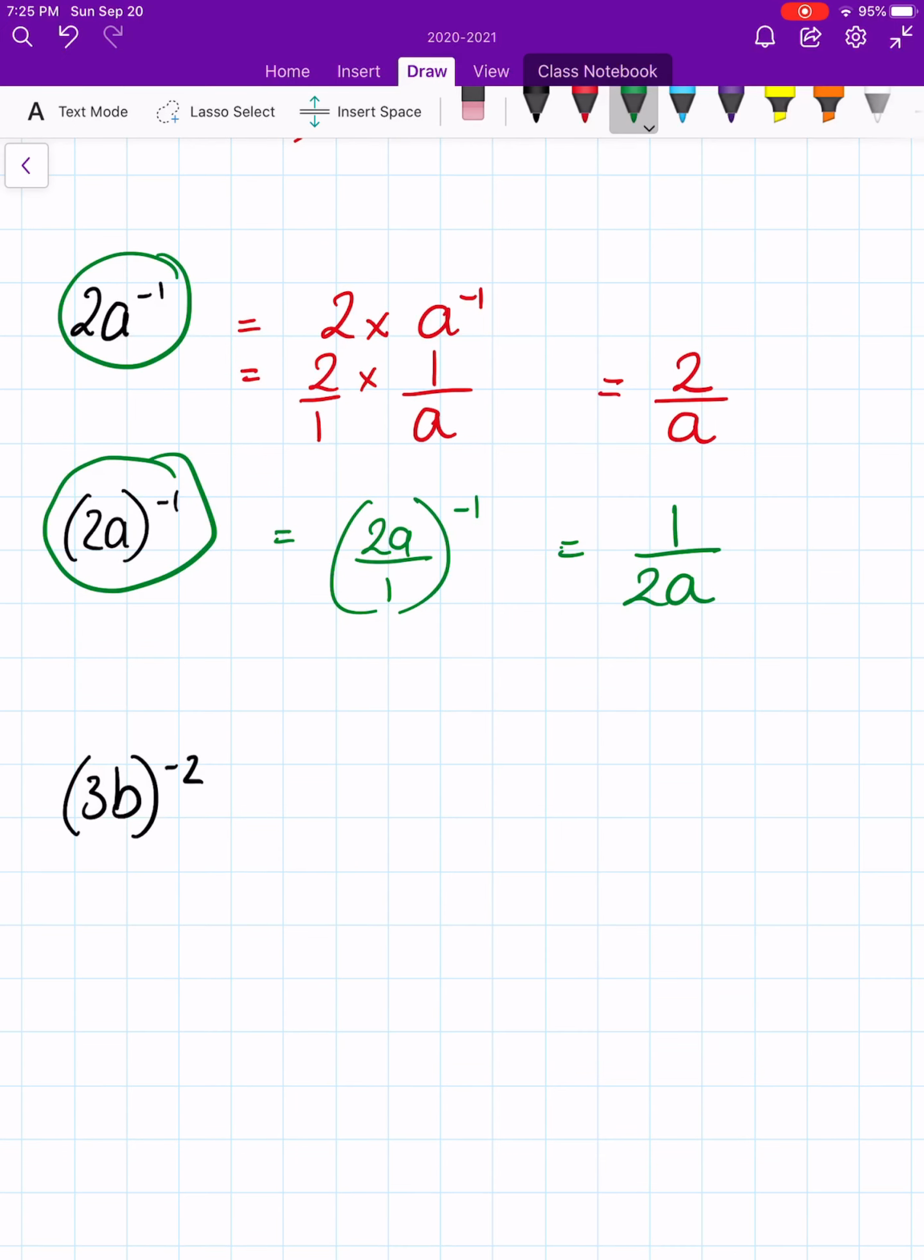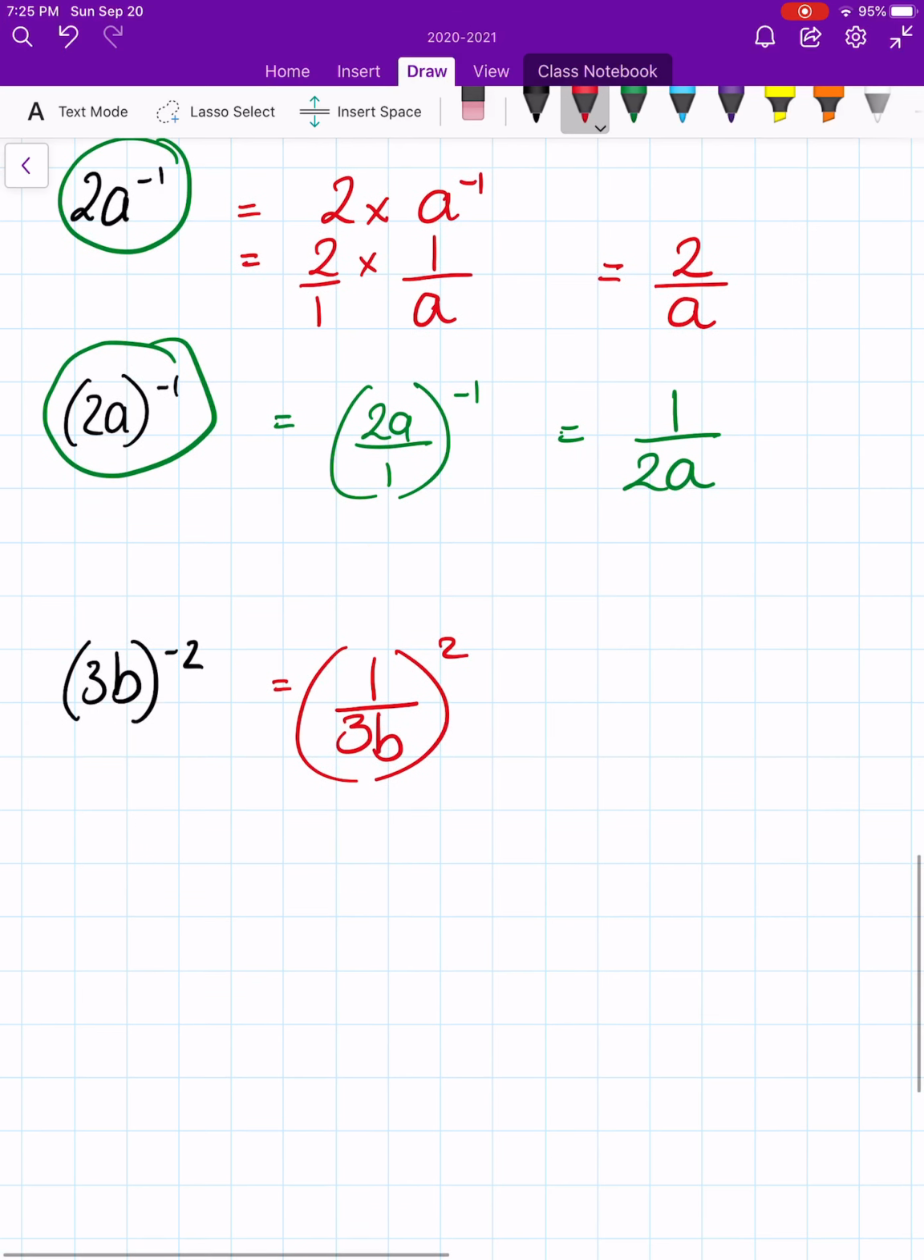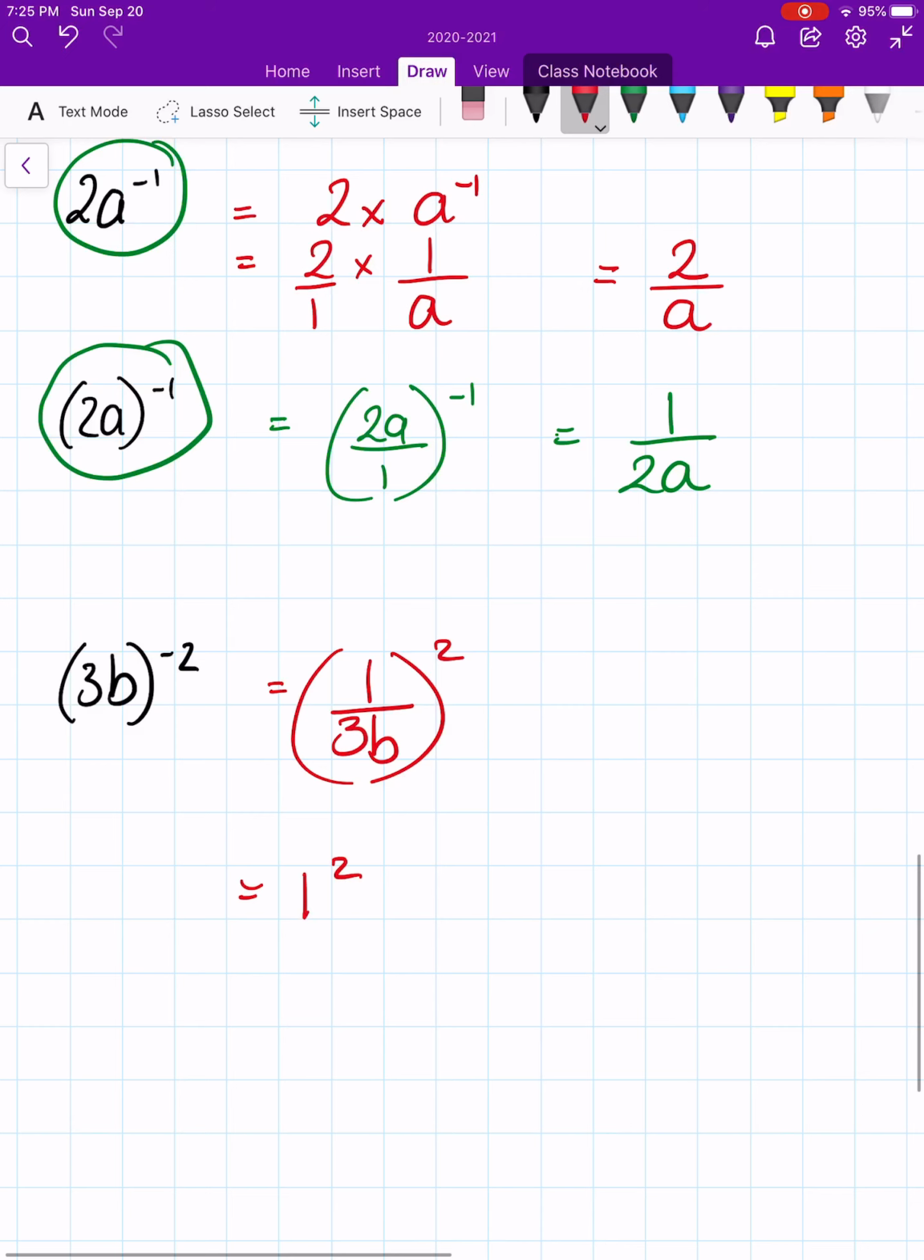So lastly, 3b to the minus 2. So I deal with the negative first, and then I deal with the 2. So it becomes 1 over, and then 3b all squared. So the squared affects the 3 and the b, so 9b squared.